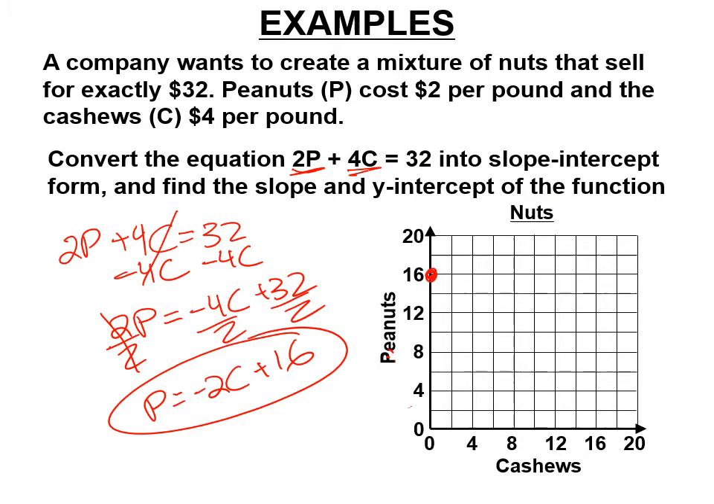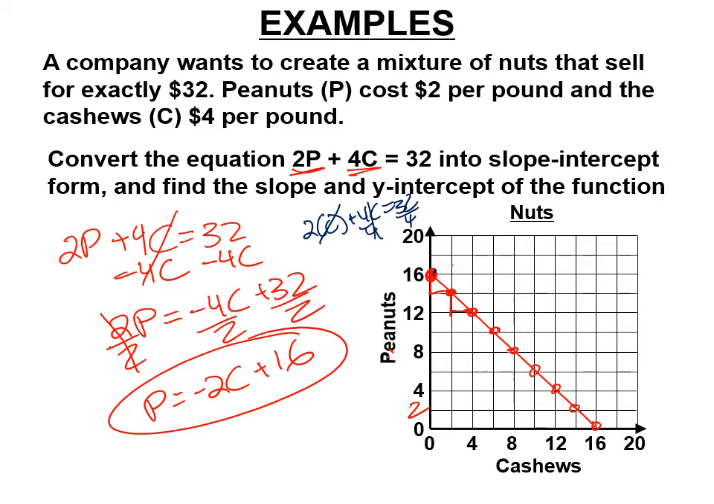Now remember, each box is worth 2. Right, so down 2 over 1, down 2 over 1. And so this is in fact the linear function. And once again, because we're not going to have any negative peanuts or cashews, this is what it looks like. Now, could we have done it the old-fashioned way, the standard way? Yeah. If peanuts is 0, 2 times 0 plus 4c equals 32, divide by 4.